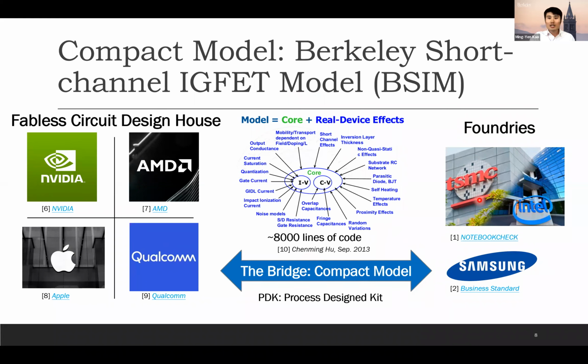And once the foundry uses the PDK to describe their new technology, they will send it to the fabless circuit design houses, some big names here like NVIDIA, AMD, Apple, and Qualcomm, for their ASIC, GPU, or CPU design.